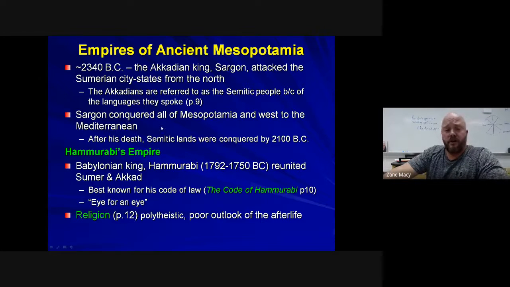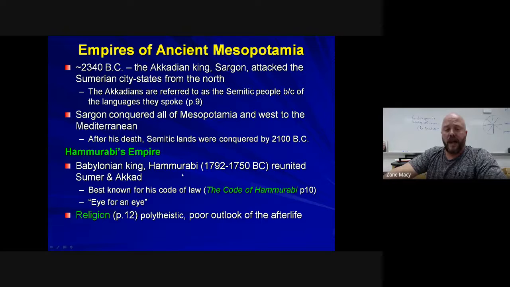Sargon eventually ended up conquering all of Mesopotamia and the west to the Mediterranean. After he died, Semitic lands end up being conquered around 2100 BC, and that's what you see in Mesopotamia, a changing of territory going through the hands of a bunch of different groups of people.